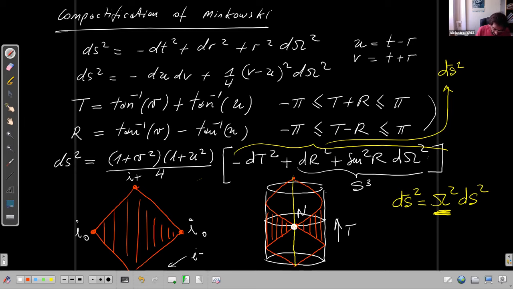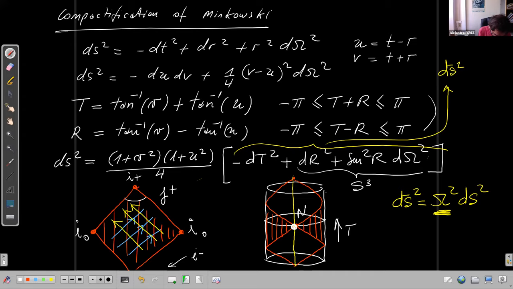Because it's a conformal transformation, if you look at null things moving in Minkowski spacetime along radial null directions, they go at 45 degrees in this diagram. What is null in Minkowski spacetime remains null here. This is conformally invariant information. So these are ingoing and outgoing geodesics. These geodesics reach infinity in the future on this boundary of your compact region, and these regions are called scri plus.